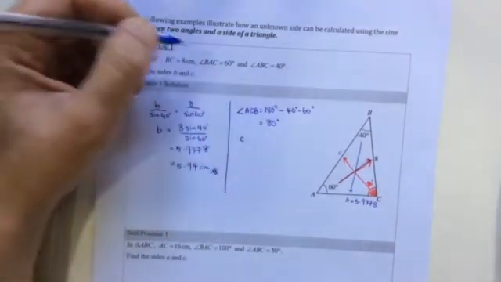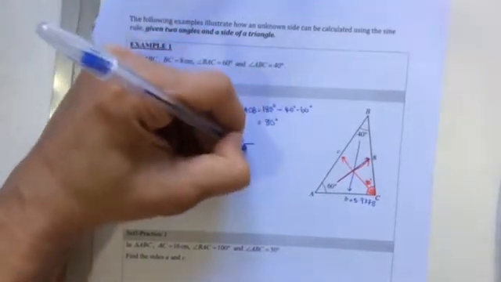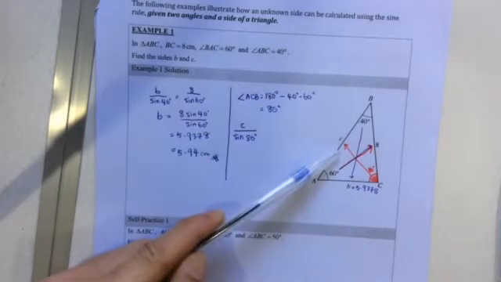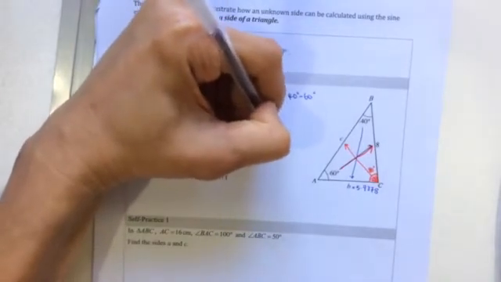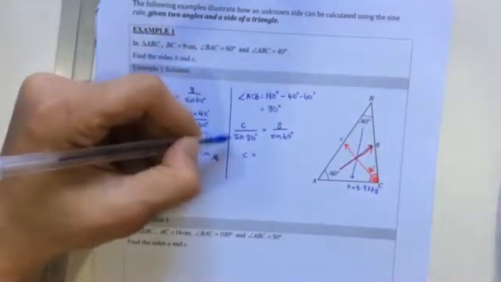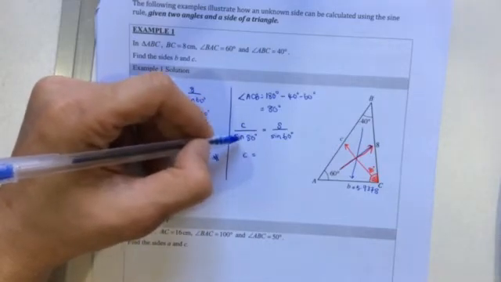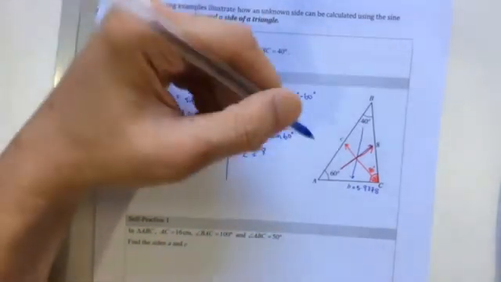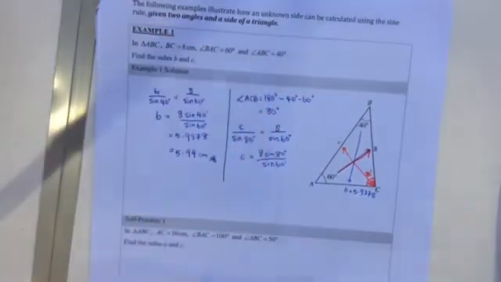So I will use similar working, C over sine 80 degrees. You can see C and 80 degrees are connected, and that equals 8 over sine 60 degrees. So I can find the value of C. Divide by sine 80 degrees on the left, so if I move the sine 80 degrees, it becomes times sine 80 degrees. So 8 times sine 80 degrees over sine 60 degrees.